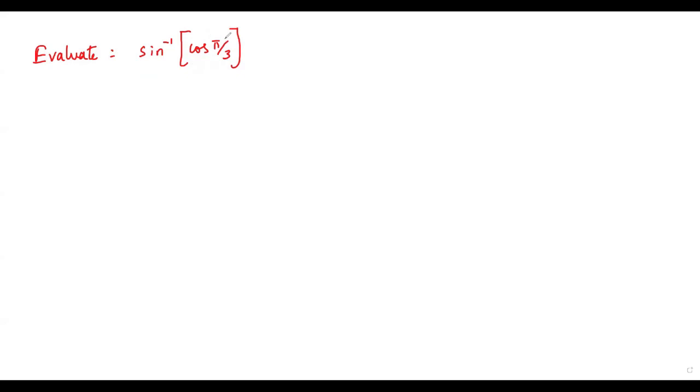So cosine pi over 3 means it's 60 degrees, because we divide 180 degrees by 3. So when I evaluate this, it becomes cosine 60 degrees. From the unit circle or from the trigonometric ratio table, the value of cosine pi over 3 is just 1/2. Now we have to evaluate this inverse trigonometric function, that is the inverse sine function of 1 over 2.